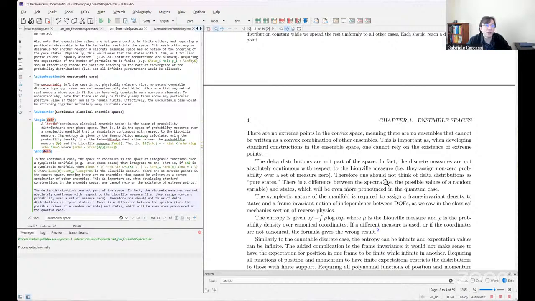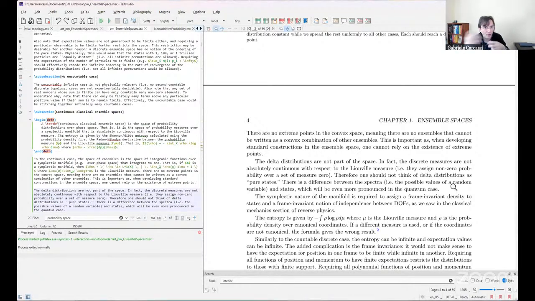There is a difference between the spectra, so the space of possible values of a random variable, so the space of outcomes of position and momentum, and the states, the distribution, which will be even more pronounced in the quantum case. And I write this because I had that intuition that a probability distribution is just the convex combination of the possible outcomes on the continuum. It just doesn't work. You cannot generalize that way of thinking, either mathematically or conceptually.